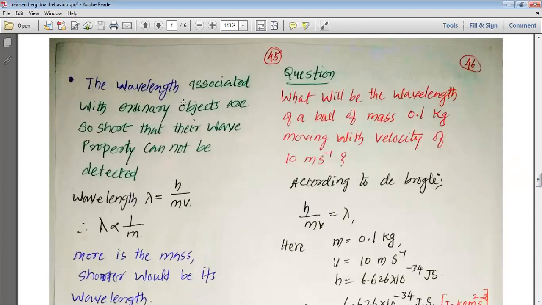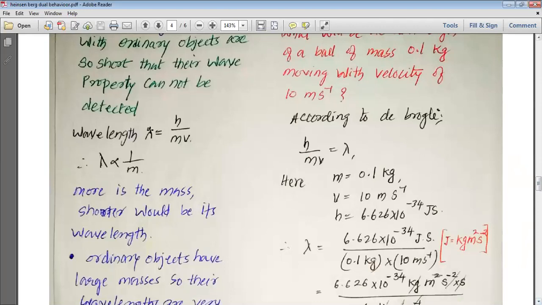The wavelength associated with ordinary objects is so short that wave property cannot be detected. We cannot detect their wave property. Wavelength lambda is equal to h upon mv, and therefore lambda is proportional to 1 upon m. That means wavelength of a particle is inversely proportional to mass.